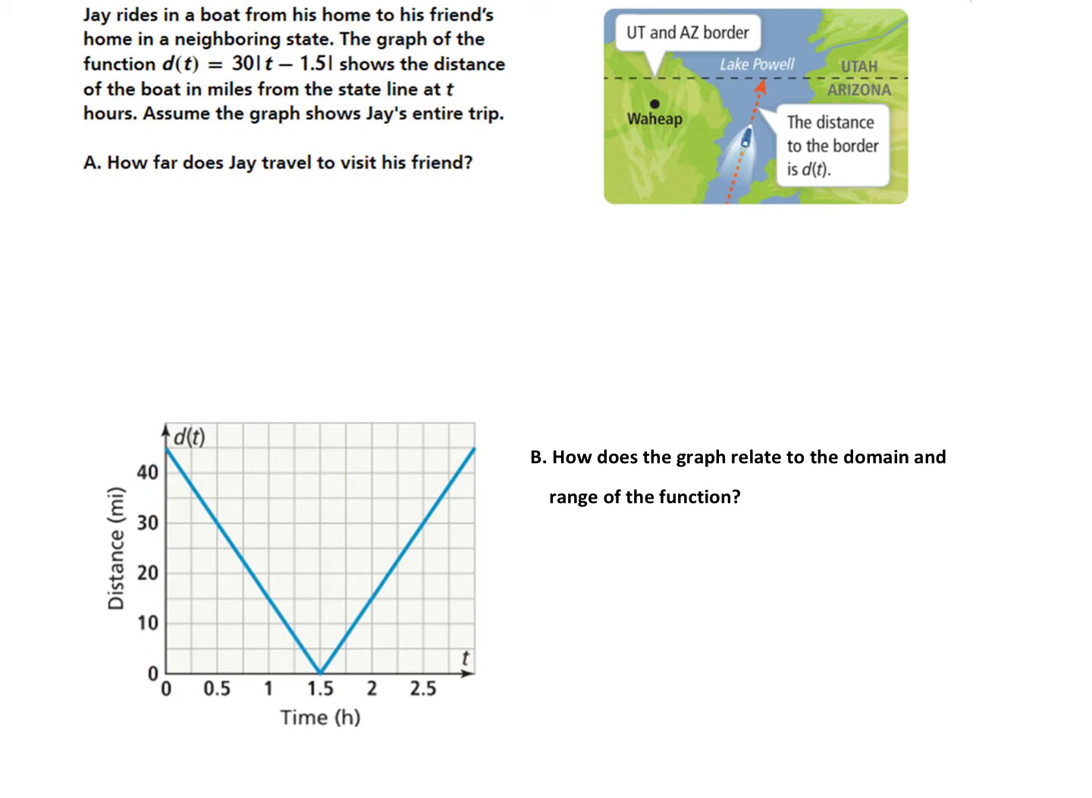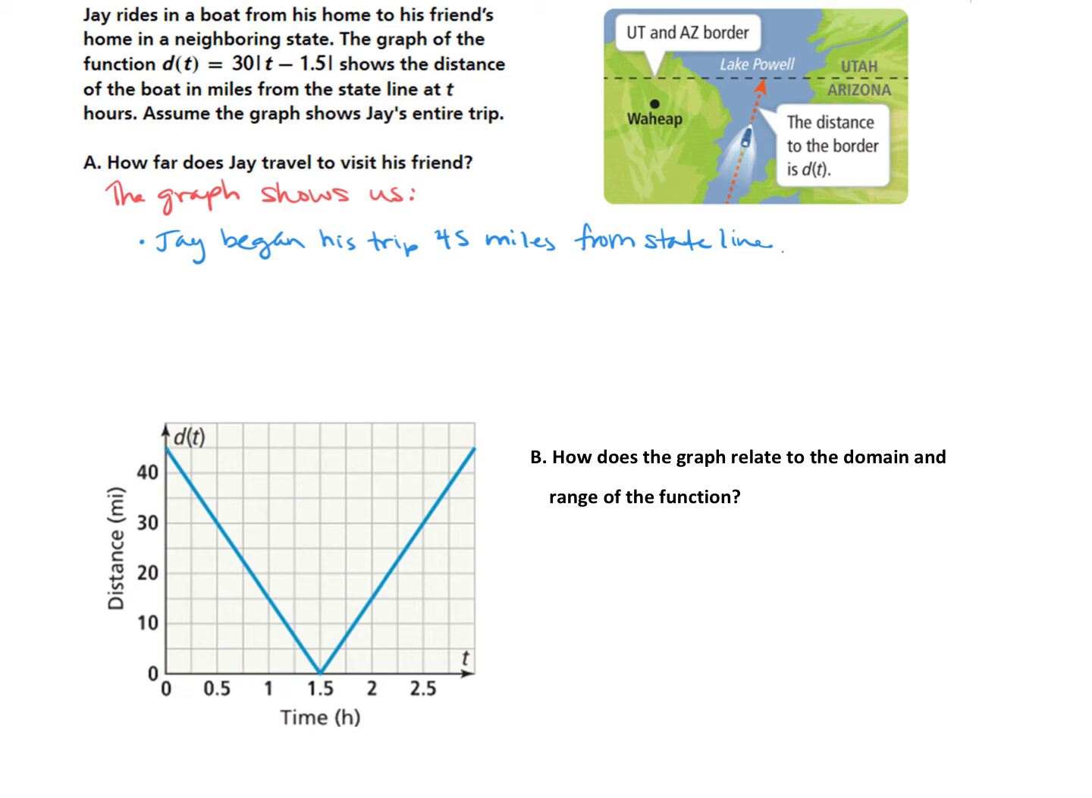So let's take a couple notes here. The graph below shows us, what information can we get out of the graph? It shows us that Jay began his trip 45 miles from the state line.